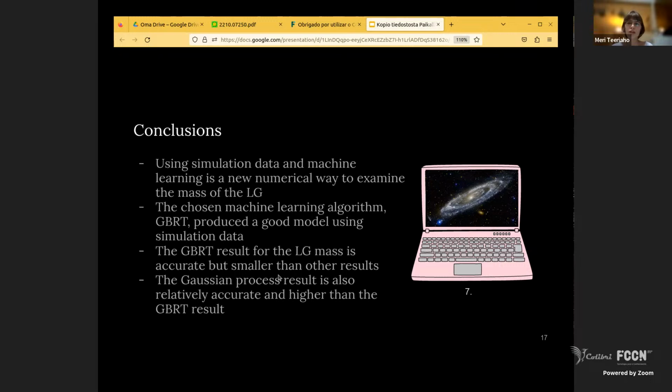The chosen machine learning algorithm, the gradient boosted regressor 3, produces a good model, but the result of the Local Group mass was smaller than the other results, even though it was accurate. But now we know that it's from the unit mistake, so we shouldn't look at that value. But the Gaussian process result was higher and closer to the other results, and it is also relatively accurate.